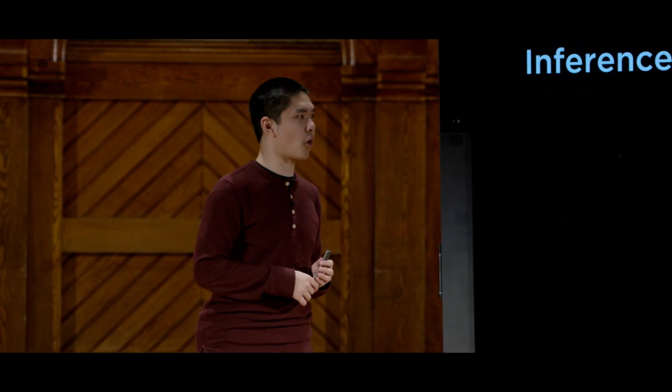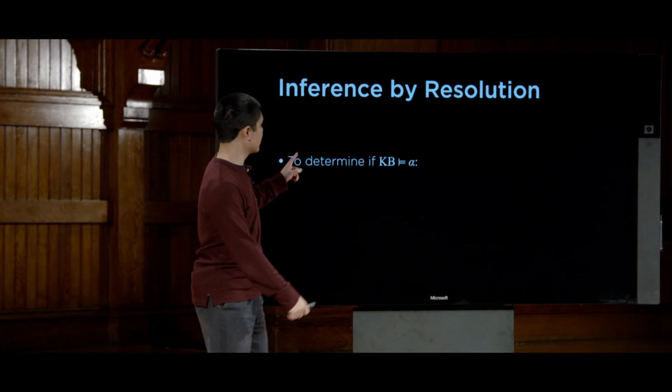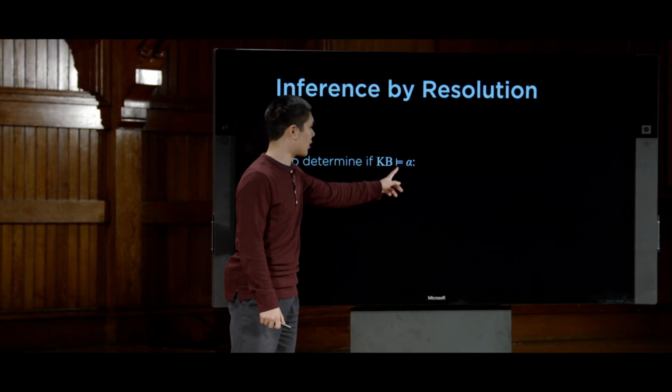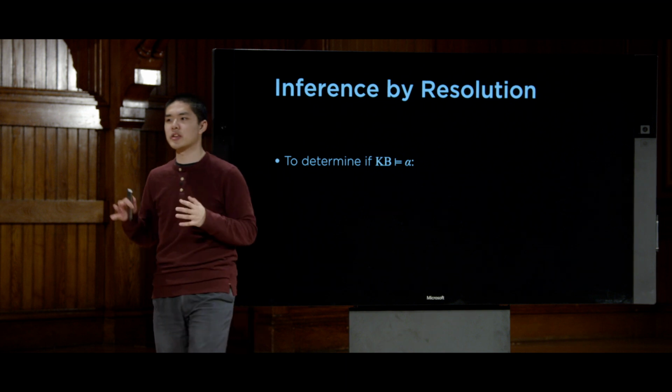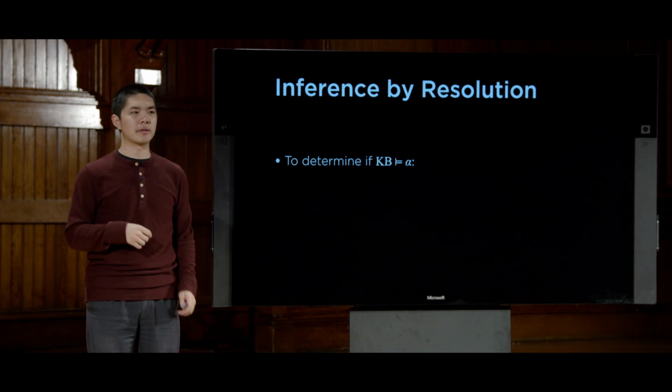Here's how we're going to perform inference by resolution at a very high level. We want to prove that our knowledge base entails some query alpha, that based on the knowledge we have, we can prove conclusively that alpha is going to be true.